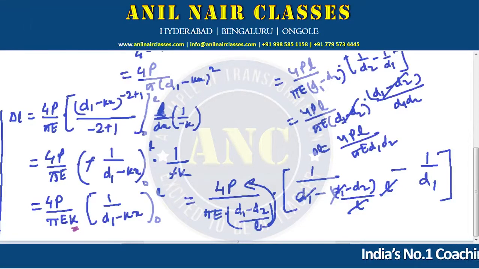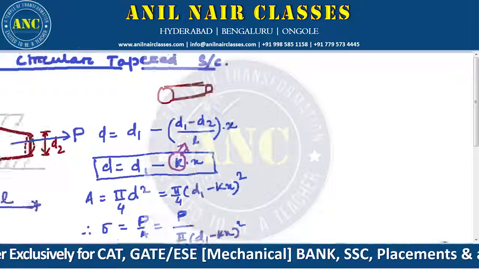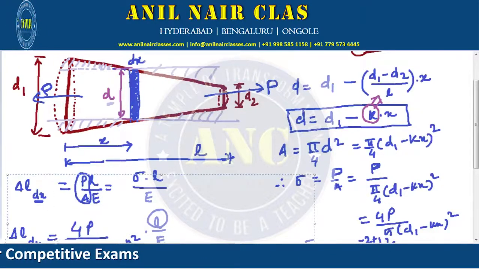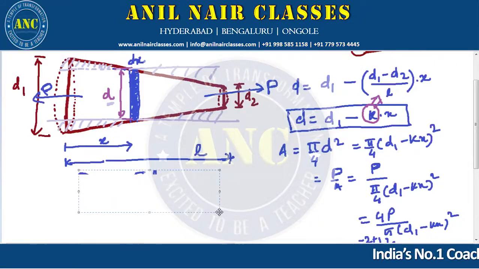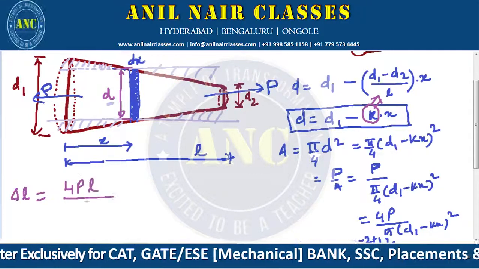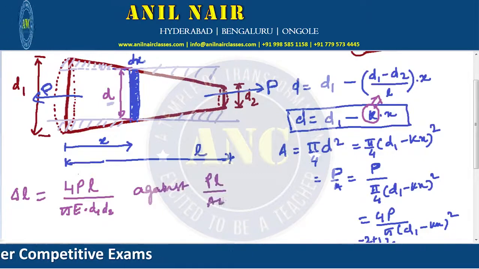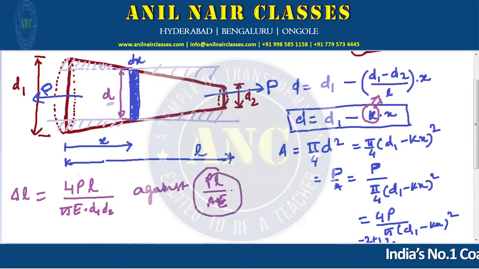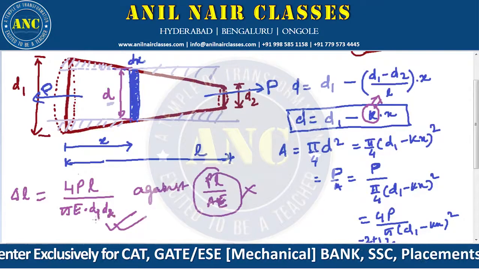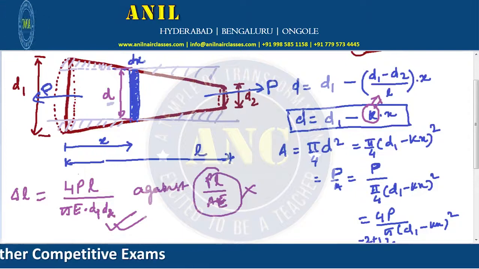So this is the change in length in a tapered section. Clear? In this case, what we got is the change in length for this tapered section is 4PL by pi E D1 D2, against PL by AE. So whenever there is a tapered section, instead of using PL by AE, one should be using 4PL by pi E D1 D2, where D1 is the dia of the higher section and D2 is the dia of the lower section. I hope this is clear to all, right?